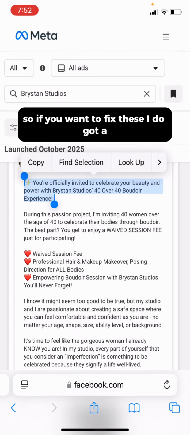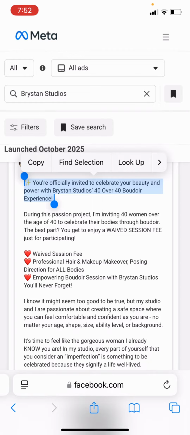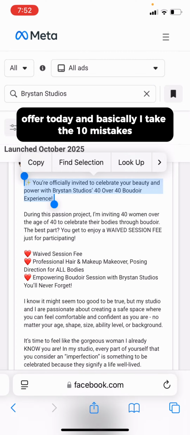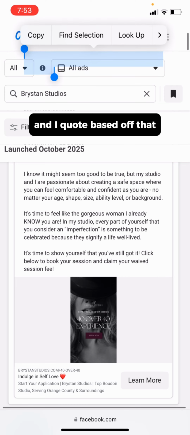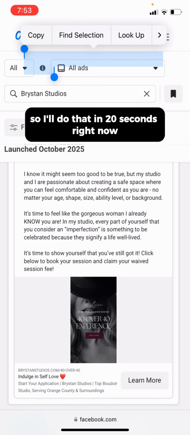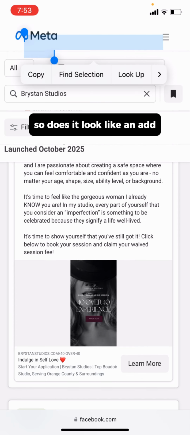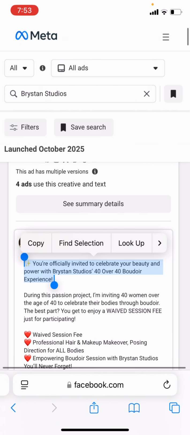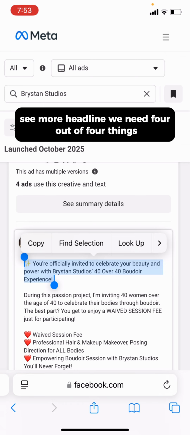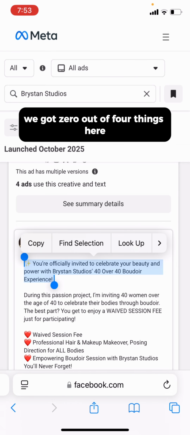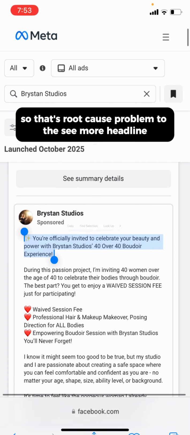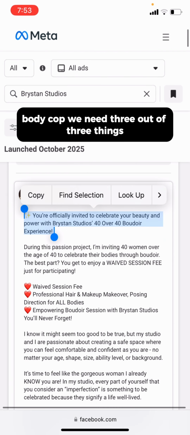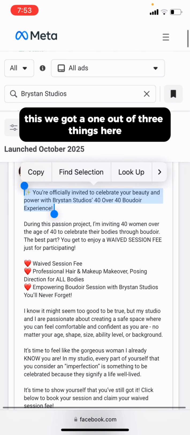So if you want to fix these, I do got an offer today. And basically I take the 10 mistakes, squish them down into 5 root cause problems. And I quote based off that, so I'll do that in 20 seconds right now. So does it look like an ad? Yes. Root cause problem number 1. See more headline, we need 4 out of 4 things. We got 0 out of 4 things here. Body copy, we need 3 out of 3 things. We got 1 out of 3 things here.